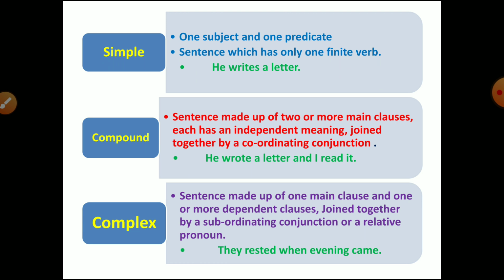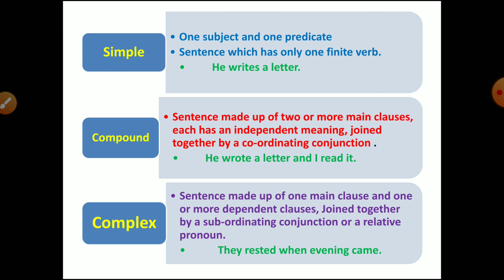Now complex sentence. Complex sentence is made up of one main clause. It should have one main clause and one or more dependent clauses. So it's a combination of main clause and dependent clause, or independent clause and dependent clause, joined together by a subordinating conjunction. So in the above compound sentence I said it is two or more main clauses. Sometimes if there are two main clauses, then there is a third one, that is a subordinate clause. That we can also call a compound sentence.